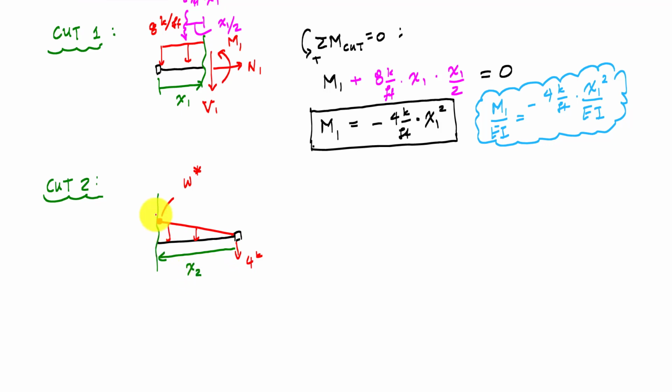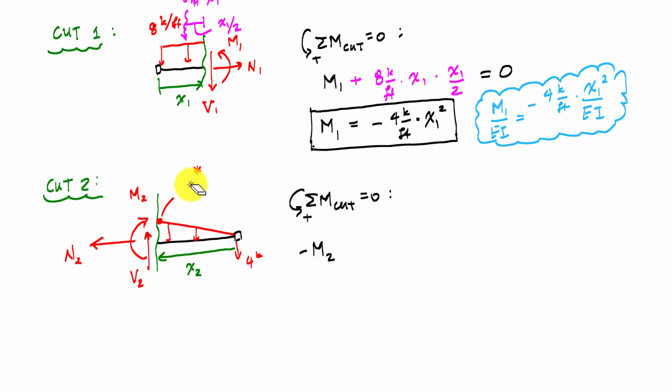And again, on the inside, I would have a moment, a normal, and a shear. But I don't need the normal function. I don't need the shear function. I just need the moment function. So if I take moments about the cut like this, then I would get, let's see, I have the concentrated M2, so negative M2. The linearly distributed load will have a resultant, use W star for now, that is 1/2 W star, I don't know what that is, times x2, like this, and the resultant here, this distance, would be x2 over 3 for the location of the centroid of a triangle.